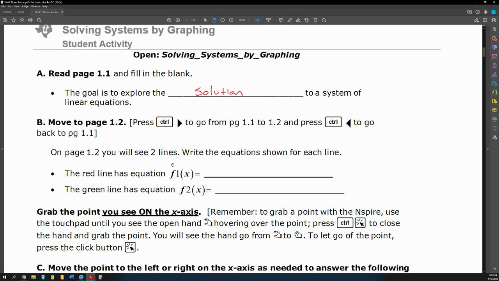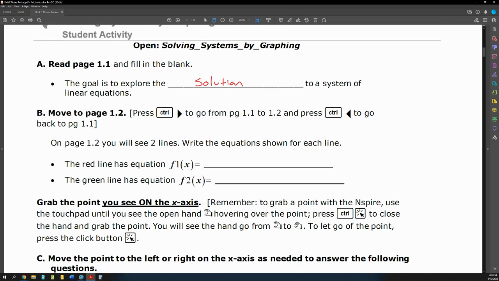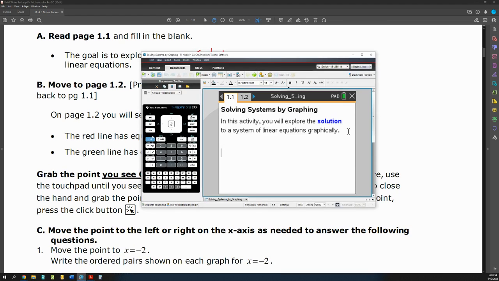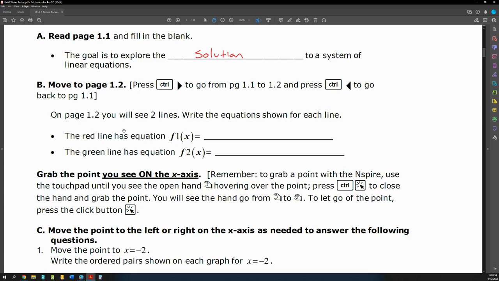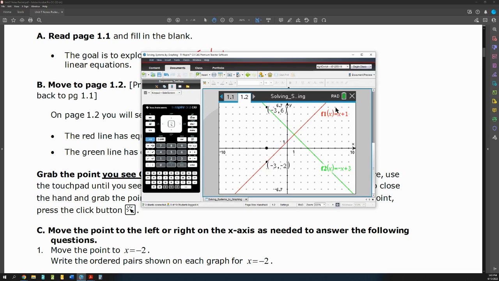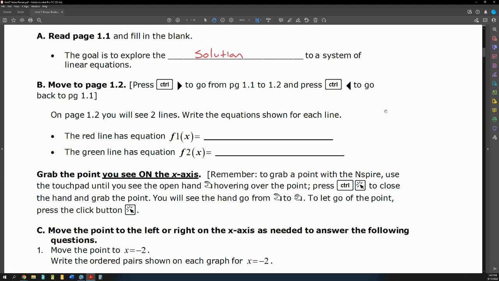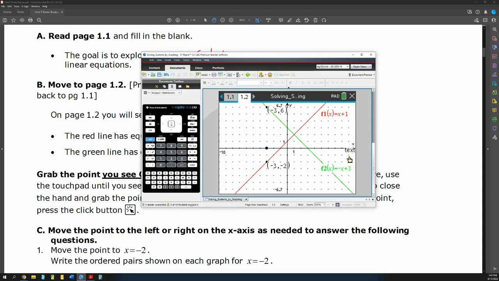On page 1.2, we can hit control and the right arrow to move from pages 1.1 to 1.2. We can go backward by clicking control and left arrow. So let's head over to page 1.2. Control and right. So here we see these two lines. We've got this red line, f1 of x, and we've got this green line, f2 of x. We're looking for the equations of those lines. So the red line has equation f1 of x equals x plus 1. And the green line has equation f2 of x equals negative x plus 3.